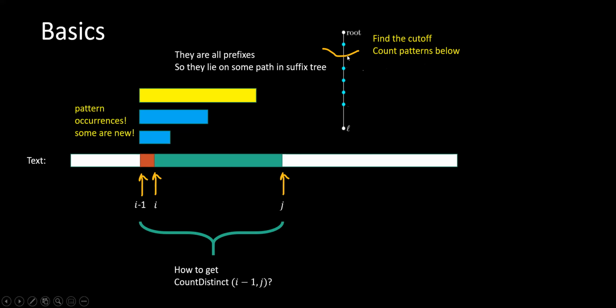And to find the cutoff point that we have computed using our bounded SCP queries, we will use weighted ancestor queries, which allow us to jump up the tree in sub-logarithmic time. All right.